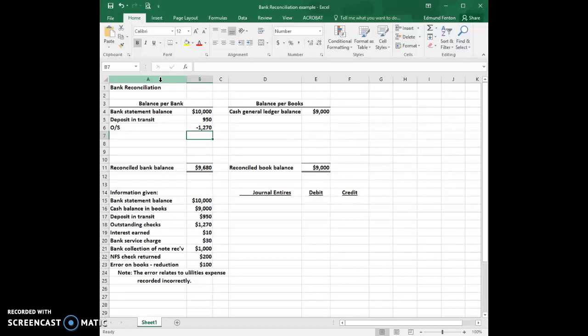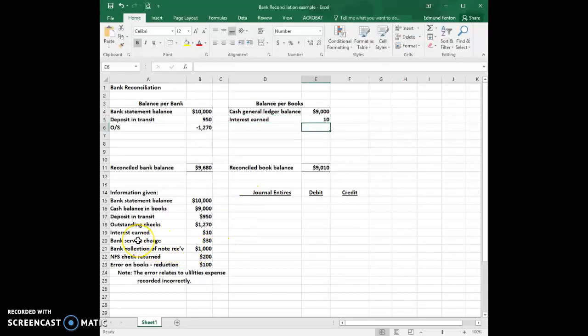Alright, so the next item we have down here is interest earned. And some of you might have bank accounts where you earn interest on like an average daily balance. And we really don't know how much that is until we get the bank statement. So once we get the statement and we see how much interest we've earned, in this case $10, we'll put this here. That's $10, a plus number.